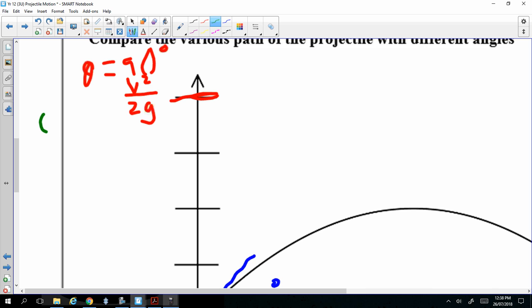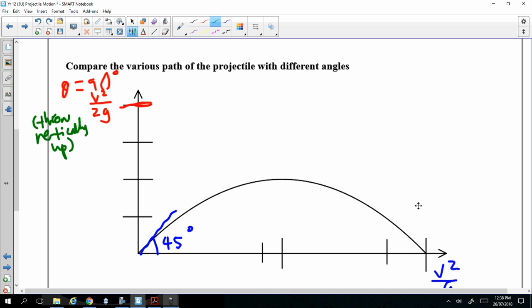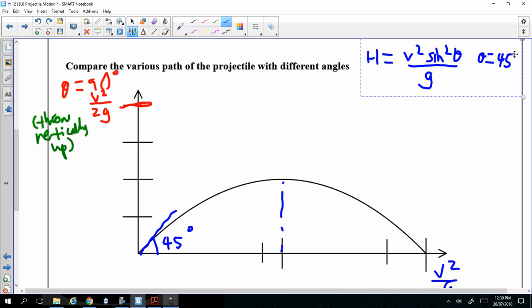Okay, now let's work out what the maximum height is. The expression for maximum height is v squared sine squared theta over 2g, and we're going to substitute theta as 45 degrees. If you substitute that in, you get sine squared 45, and sine 45 is 1 on root 2. So you square 1 on root 2, and you get v squared over 2g times 1 on root 2 squared.